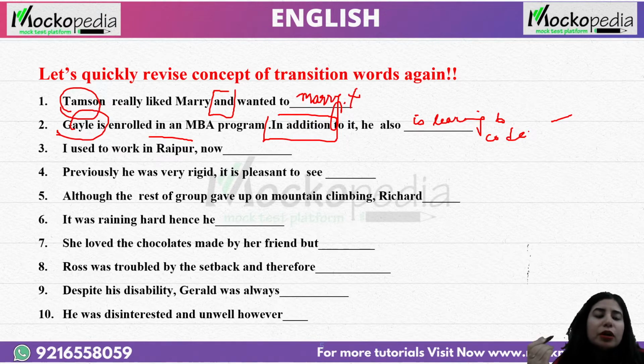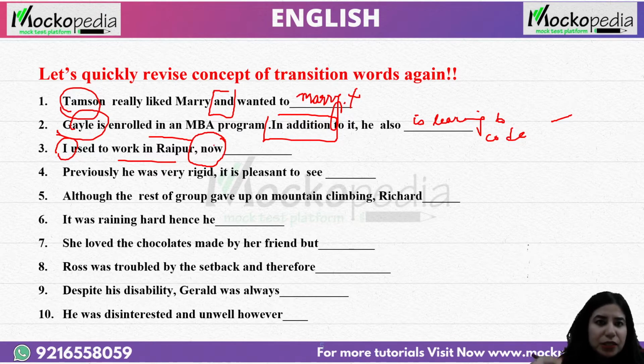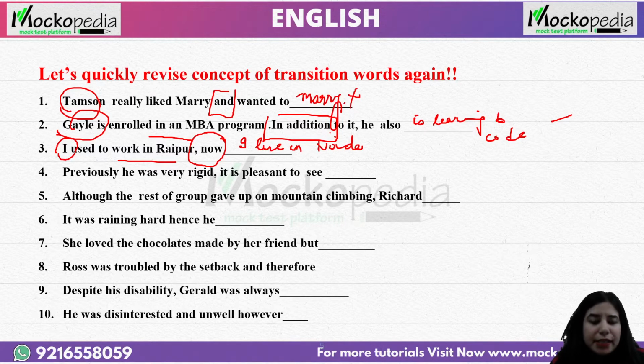I used to work in Raipur, now. So who are we talking about? We are talking about I. What is the additional information that you're getting? That I used to work in Raipur. Now, is there a transition in terms of time? Yes, now. So that means things are different now. So now there's something that has changed. So maybe I can say now I live in Noida, right? So that's how you can complete the sentence. Come to the next one.